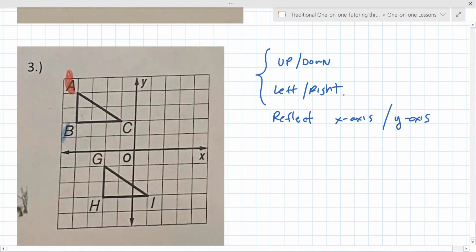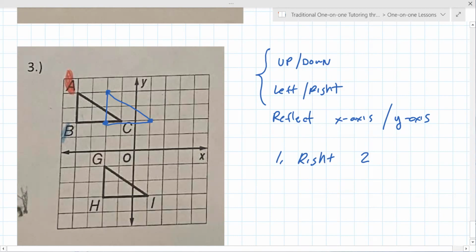So for example, let me try to help here. Let's say we moved A to there, B to there, and C to there. Which way did I move the figure? Up, down, left, or right? Right. How many units right did I move it? 2. You see how it's basically on top of this one? It's right over it, but I have to move it down.